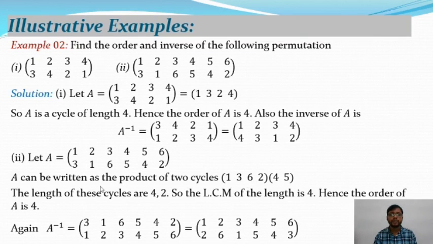Okay, so A can be written as a product of two cycles, and they are (1 3 6 2), which is a cycle of length 4, and (4 5), which is a cycle of length 2. So the lengths of these two cycles are 4 and 2, and so the LCM of the lengths of these two cycles is equal to 4. Hence the order of A is equal to 4.